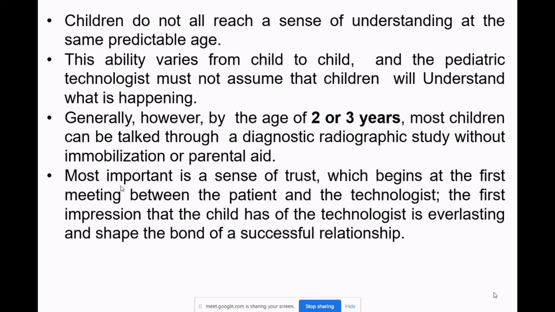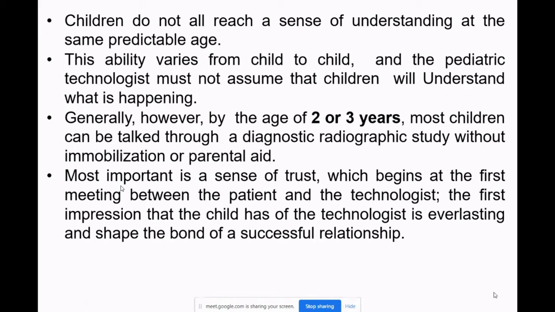Children do not reach a sense of understanding at the same predictable age. The ability varies from child to child, and the pediatric technologist must not assume the children will understand what is happening. If a child patient comes into the department for any radiography, they will definitely come along with their parents or caregiver. The caregiver must remain with them during the radiography, and they must be aware that the pediatric patient will not understand what is going on all around them.